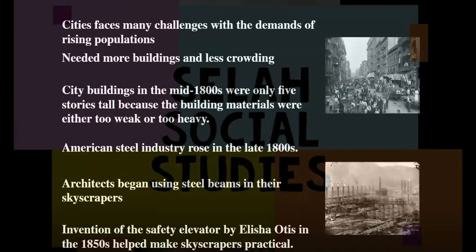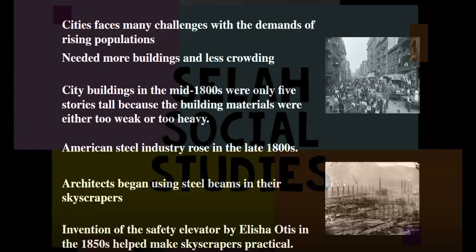Now, what type of challenges were faced in these urban areas that people were moving to? Well, cities faced many challenges with the demands of rising populations. They needed more room for housing and businesses, as well as the need to lessen the crowds on the streets. Original buildings in the city were made of brick and wood and could only reach a maximum of about 5 stories tall. The building size was limited because the building materials were either too weak or too heavy, not to mention that there was not a good elevator at the time.